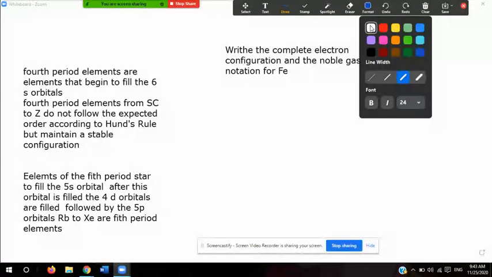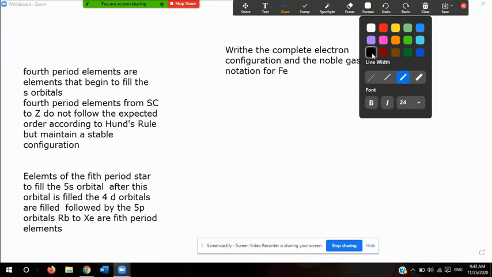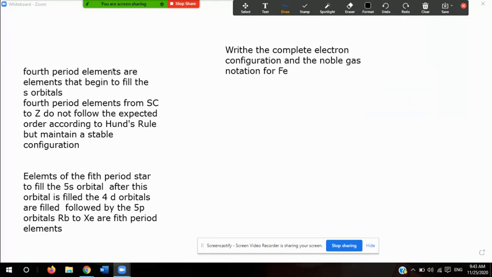It's not that the elements begin to fill the 6s orbital. That is incorrect. It's elements that begin to fill the 4s orbital. So let me go ahead and correct that for you guys. Our fourth period elements are elements that begin to fill the 4s orbital.